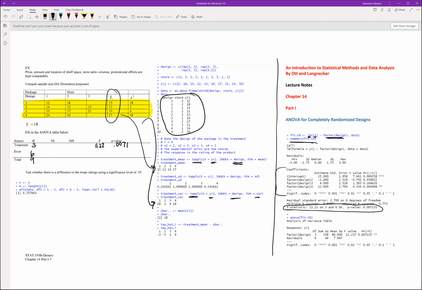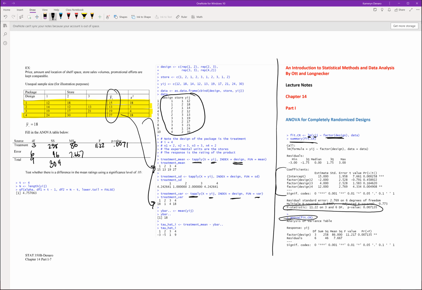All right, now I just need to get the sum of squares and the mean squares. So what I do is I take an ANOVA of the fit, and I can get the sum of squares due to design, or due to the treatment, being 258. The sum of squares error is 46, right? The sum of squares total just adds those up, so 304. The mean square treatment here is 86, and the mean square error is 7.667. So that 11.22, right, is just that 86 divided by 7.667.